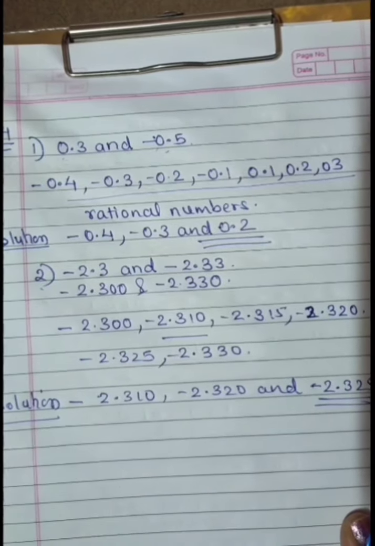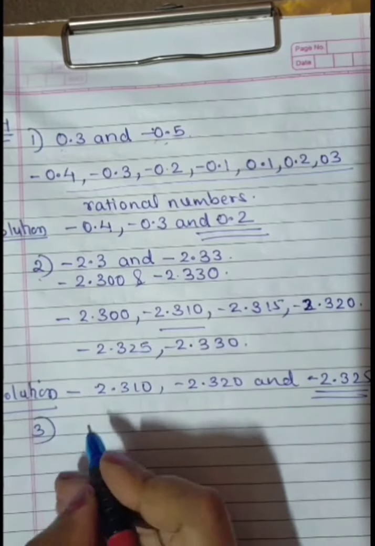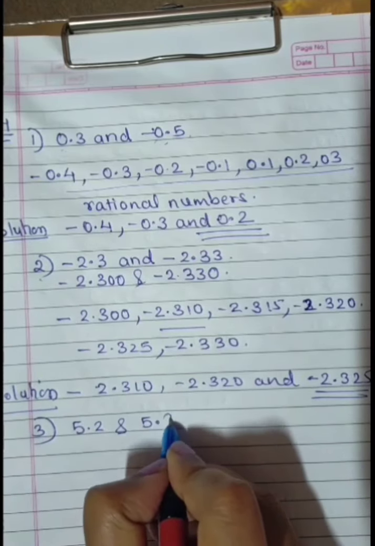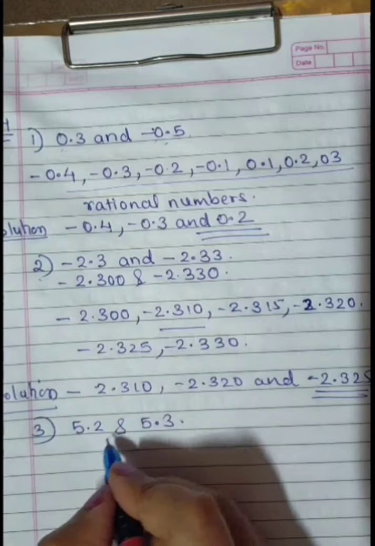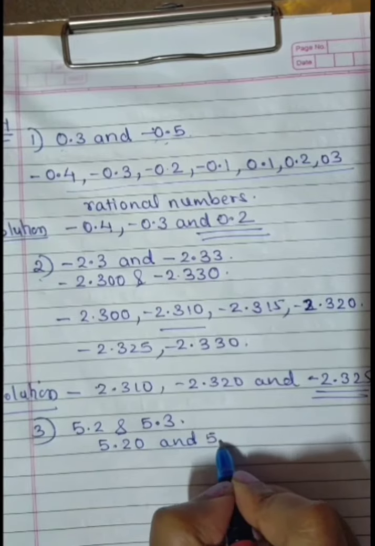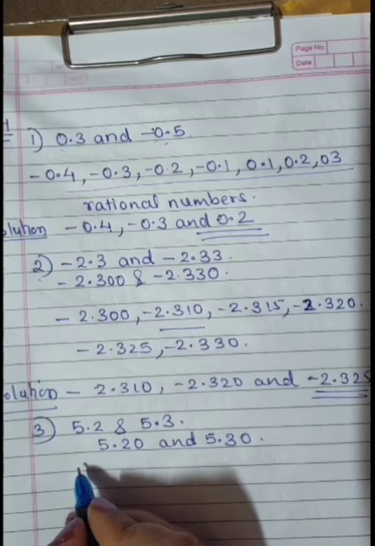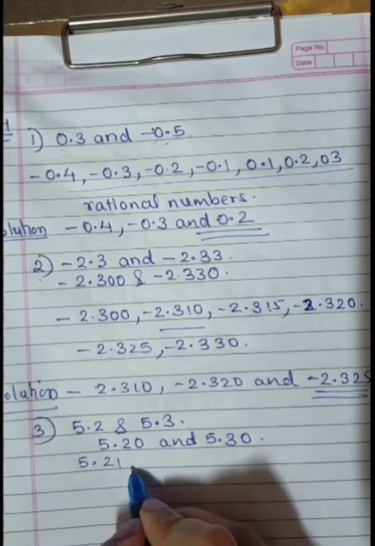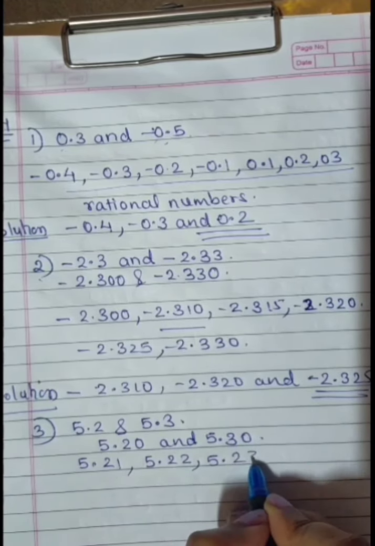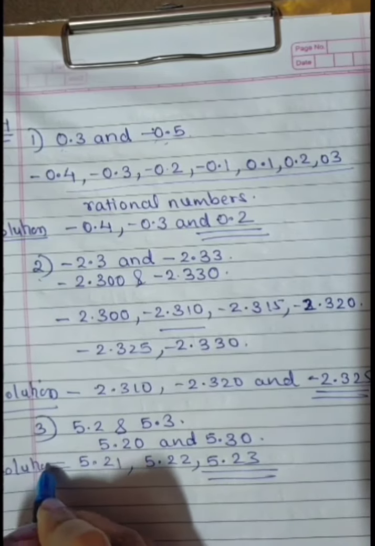Now I am moving towards 3. The third one is what? Again 5.2 and 5.3 is given. Here also 5.2 is nothing but 5.20 and 5.3 is nothing but 5.30. Now here also we will get what? 5.21, 5.22 and 5.23. This is the solution for question number 3.